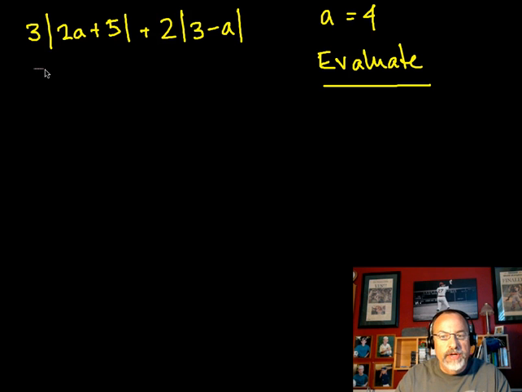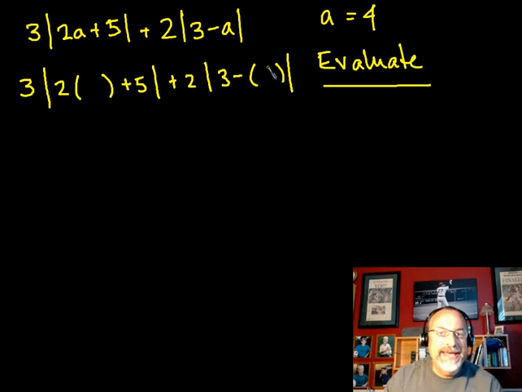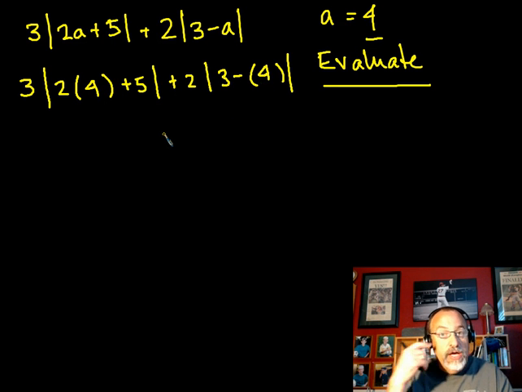Okay, so we're going to rewrite our expression using parentheses for each letter so that we don't lose a negative anywhere. So this is going to be 3 times 2 times the letter A, so a parentheses for the letter A, plus 5, plus 2 times the absolute value of 3 minus, and then another parentheses for the letter A. Now I'm going to substitute into each parentheses the value of A, which in this case they tell me is 4. So for this A, I want to put in 4, and for this A, I want to put in 4. Then we're going to do our PEMDAS.